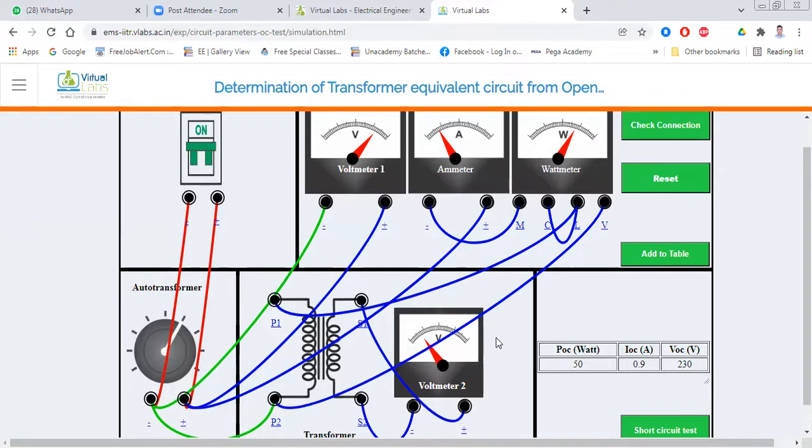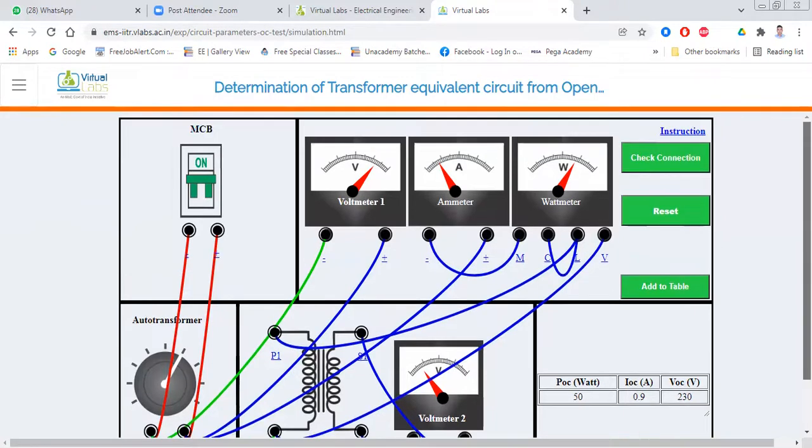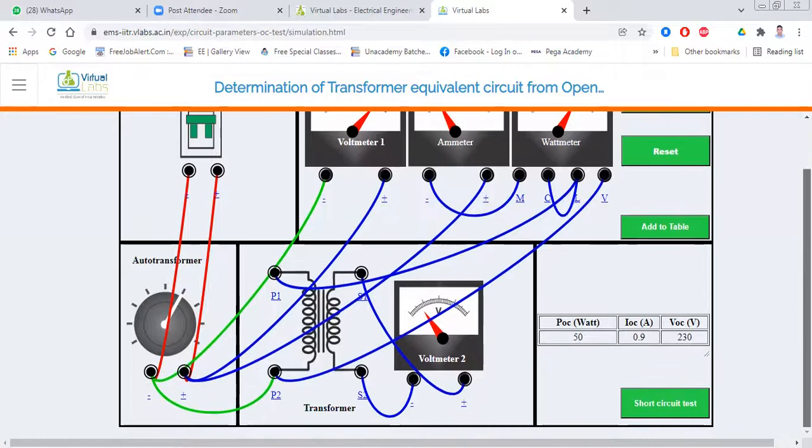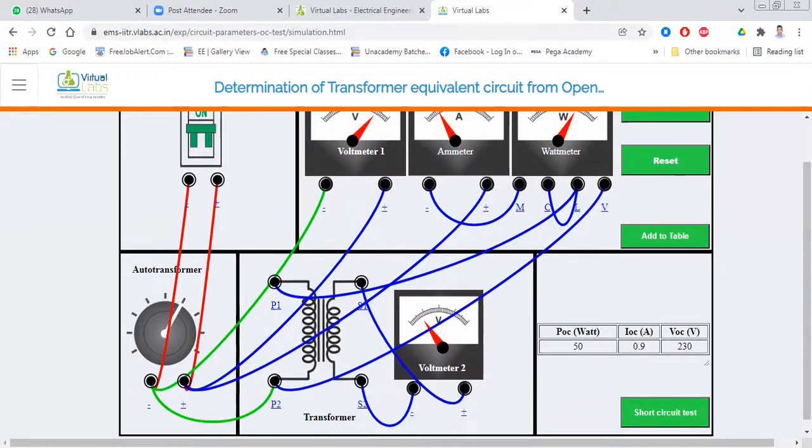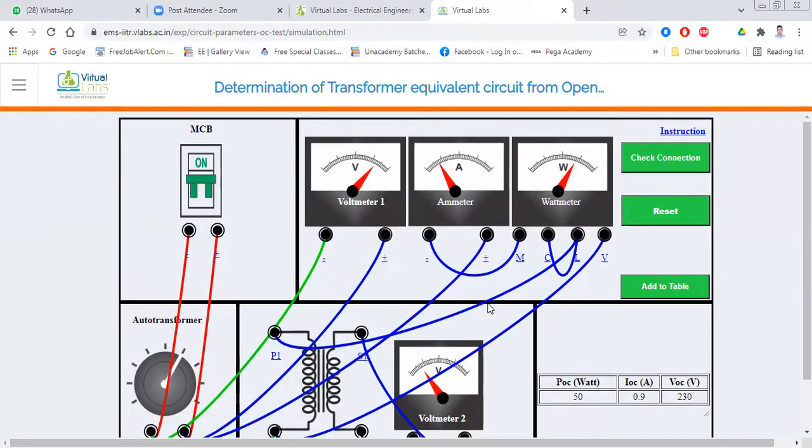Is there any confusion or any doubt? Hello, is my voice audible to all of you? No, sir. OK. So if there is no doubt, then we must go to our next experiment, and that is the short circuit test of the transformer.